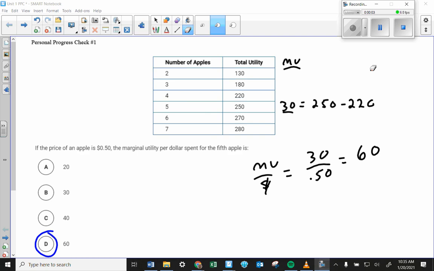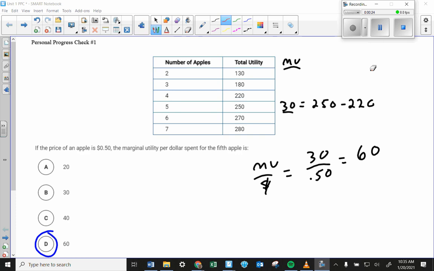This is the recording for the personal progress check for Unit 1, Spring 2020. This may hold true for other years, but right now we know for sure spring of 2021. I'm sorry, spring of 2021. I'm going to go through each one of these questions, stop, rewind, fast forward as needed to find the questions that you need help with.